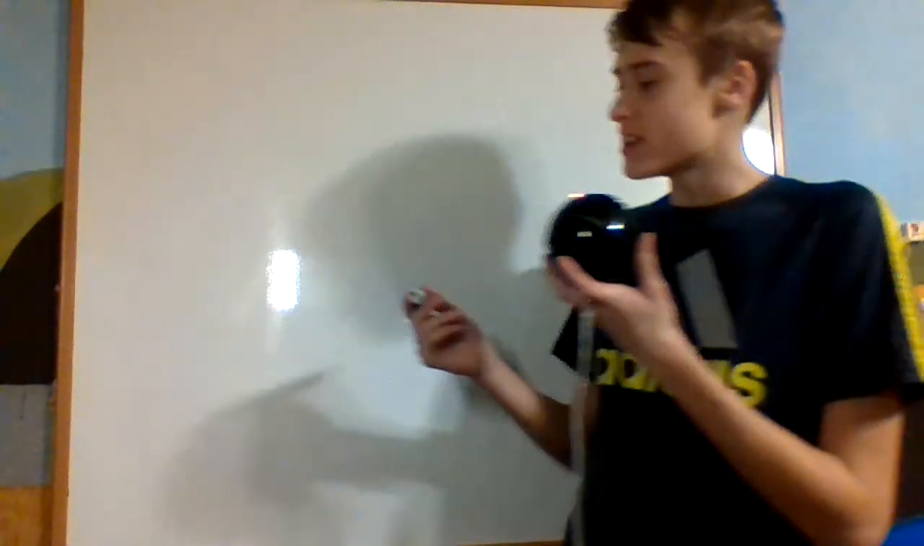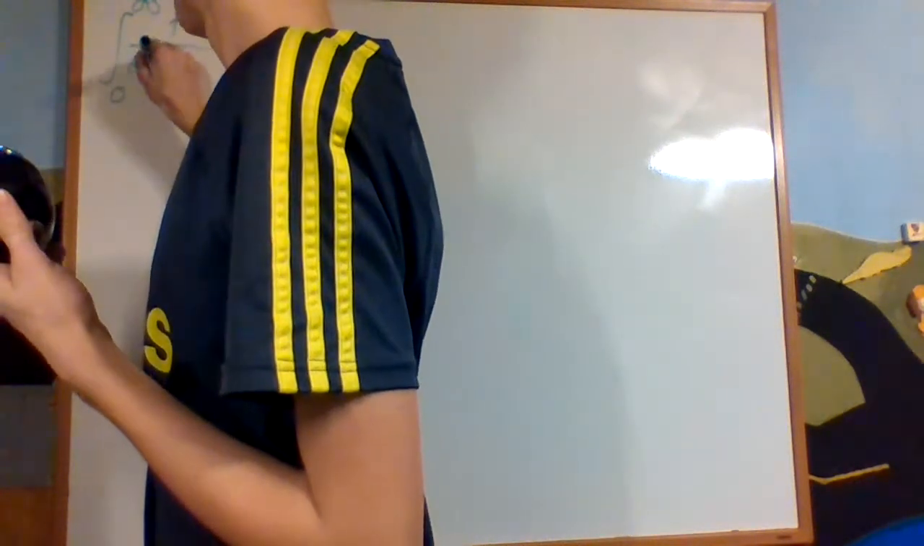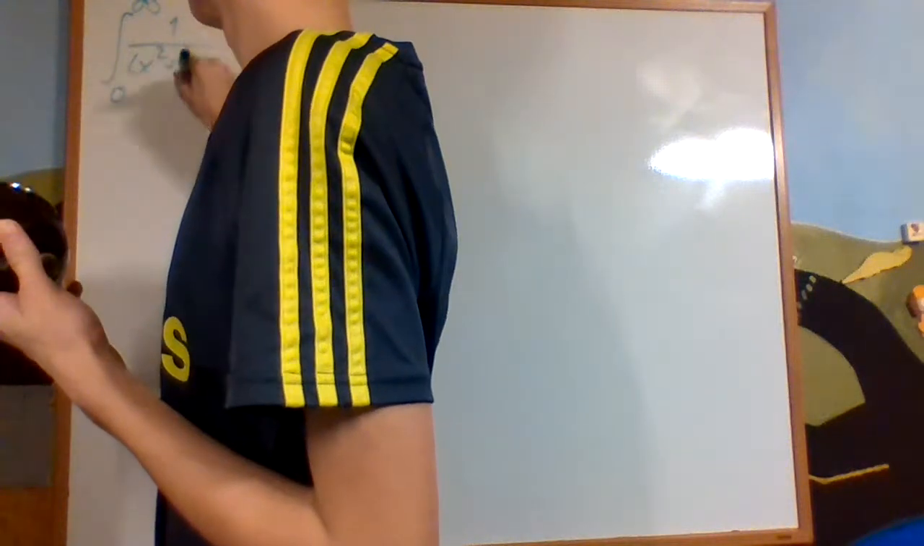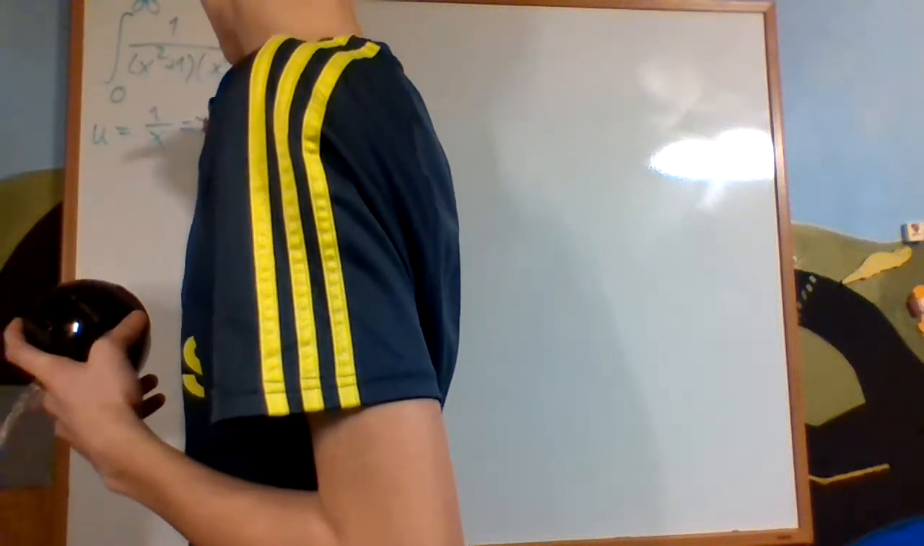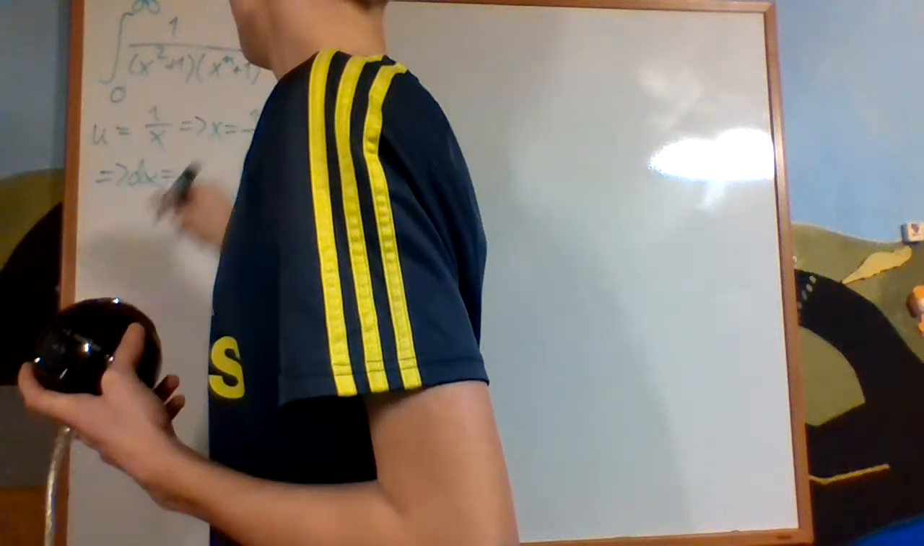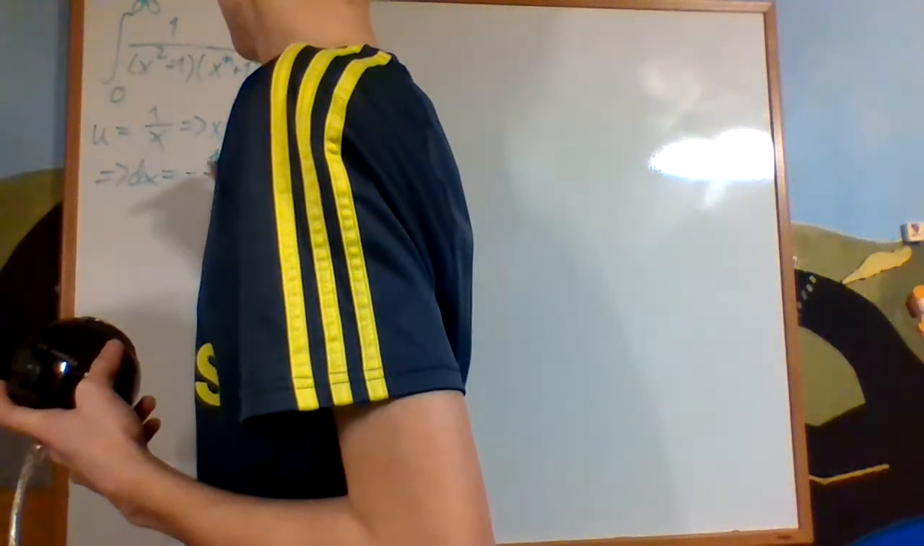In this video, I'll be evaluating the integral from 0 to infinity of 1 over (x squared plus 1) times (x to the n plus 1) for arbitrary integer n. Okay, so what you do is you do the u substitution. u equals 1 over x, implying that x equals 1 over u, or that dx equals negative 1 over u squared du.